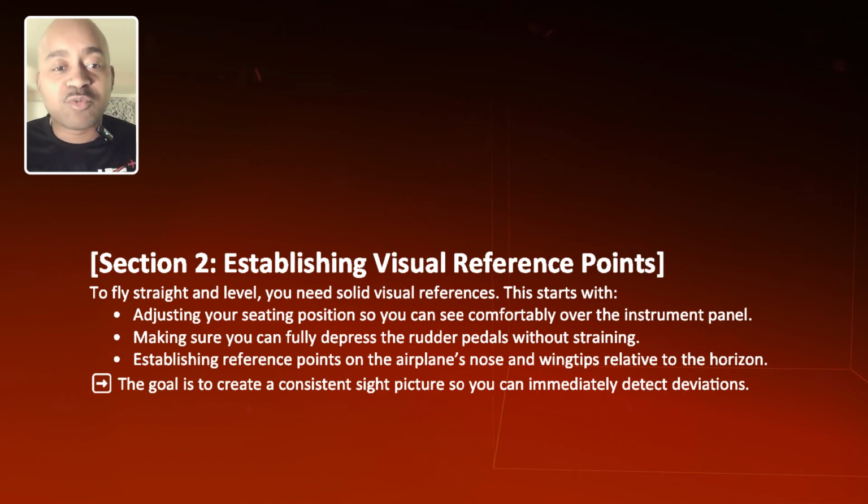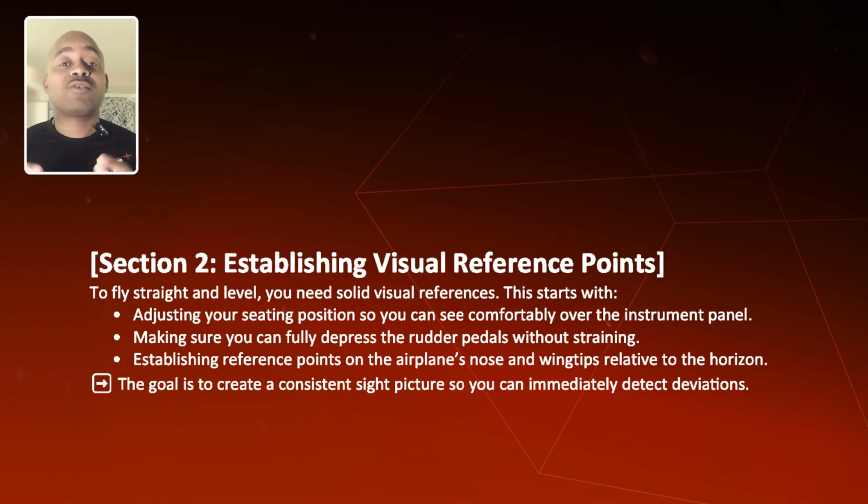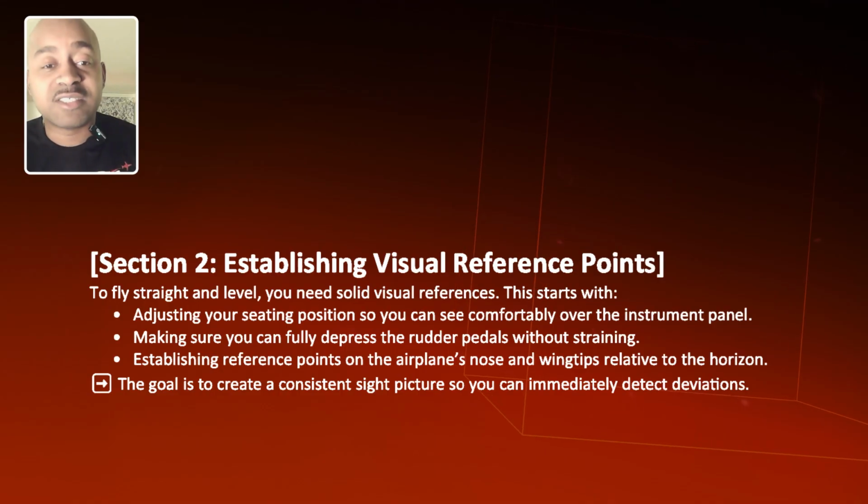So establishing visual references. To fly straight and level, you need to have a solid visual reference. It starts with adjusting your seat. Make sure you're positioned so you can see comfortably over the instrument panel. Make sure you can fully depress the rudder pedals without straining. You want to be able to establish reference points from the airplane's nose and the wingtips relative to the horizon. So look outside, see the nose, see the wings, and be able to establish references based on that.